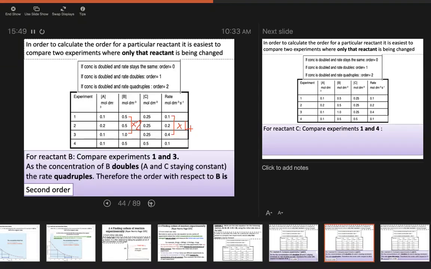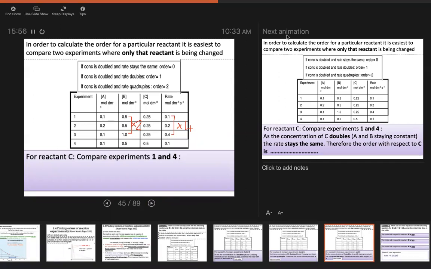Are we ready to move on? Yes. Now for reactant C, we take experiment 1 and 4 for the same reason. In experiment 1 and 4, the concentration of A is the same, 0.1 and 0.1. The concentration of B is also the same, 0.5 and 0.5. The only thing that is changing is the concentration of C, which is again double. You go from 0.25 to 0.5.